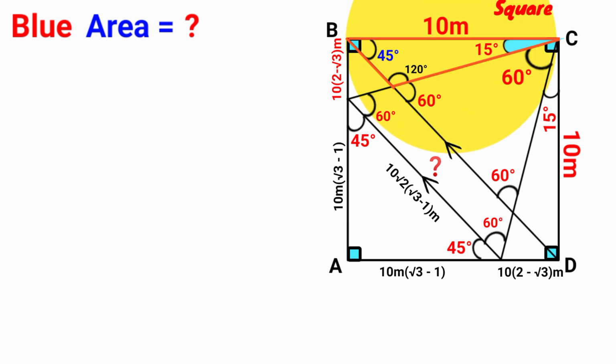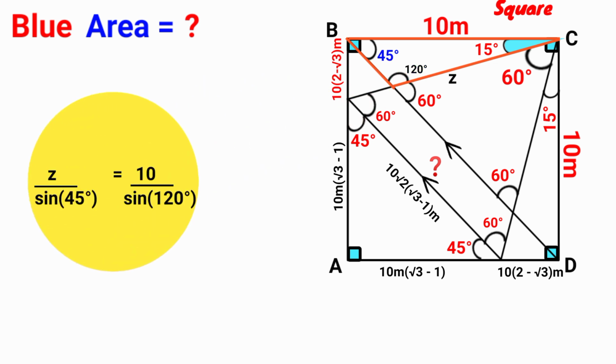Now look at this triangle. Since we have the size of all the angles and the length of this side, we can use the sine rule to find the length of this side. Let's say Z. By the sine rule, we know that this Z divided by the sine ratio of this angle 45 degrees must be equal to this 10 meters divided by the sine ratio of this angle 120 degrees. So Z over sine 45 degrees equal to 10 over sine 120 degrees.